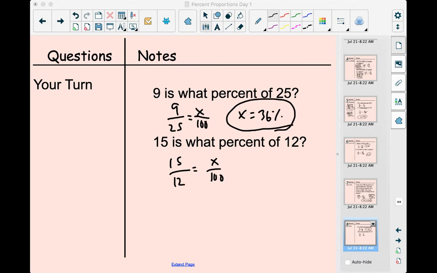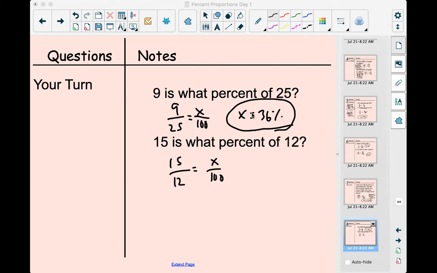All right, welcome back. For this first one, both of these were actually ones where I was looking for the percent. Hopefully you picked up on that. It says 9 is what percent of 25? So 9 is the part, 25 is the whole, and I want to know what percent 9 is of 25. If I set this up, it's pretty easy to see. Well, 25 times 4 is 100, so 9 times 4 is 36. So x is 36%.